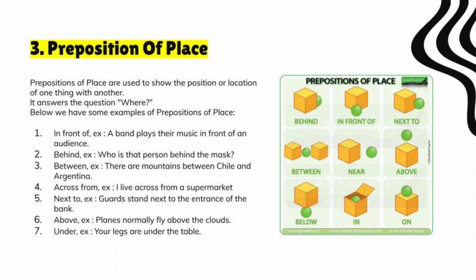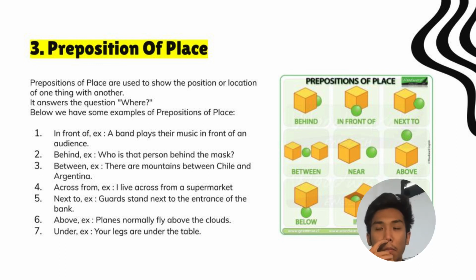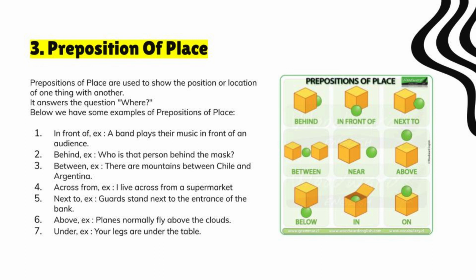For example, a band plays their music in front of an audience. So that means a band is playing in front of the audience. Another example we can take is between. The sentence is, there are mountains between Chile and Argentina. So let's look at the image next to this paragraph. So this is the image of prepositions of place.